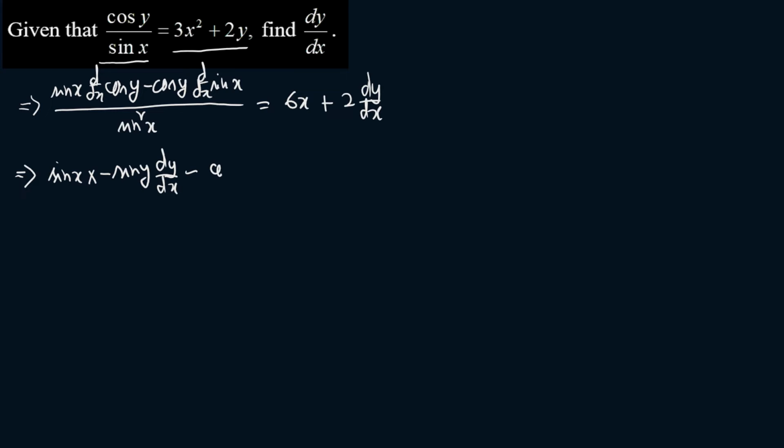Minus cos y. If we differentiate sin x, it gives us cos x, and on the right side it is 6x sin square x plus 2 sin square x dy by dx. So this is our expression. Now our target is to make dy by dx as a subject, so we can keep it like this.